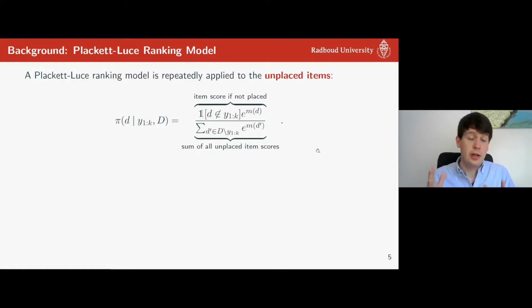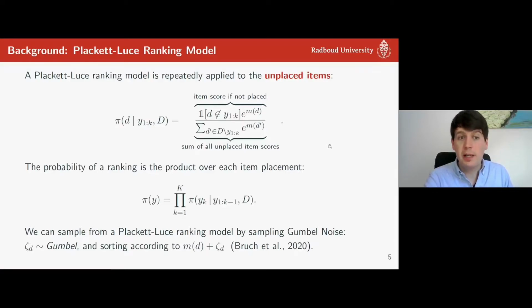So this is just a softmax function applied to all the items that have not been placed so far, where y up to k indicates what's been placed up to this point. The probability of the complete ranking is just the product of each of these placements. So the probability of item placement 1 times that of item placement 2, and so forth. Now, this is a valid distribution. This gives us a real distribution over many possible rankings.